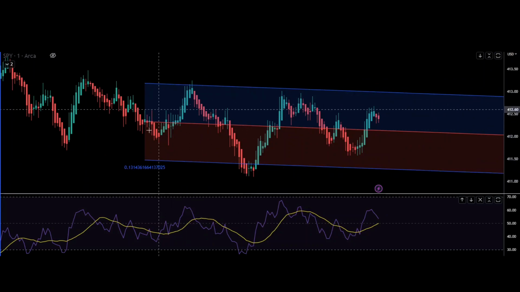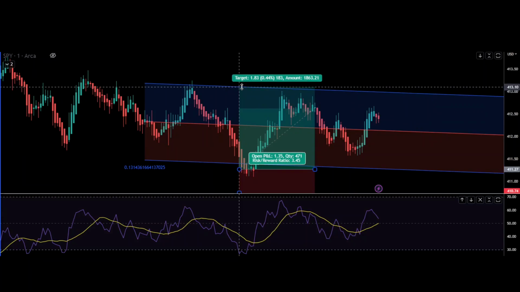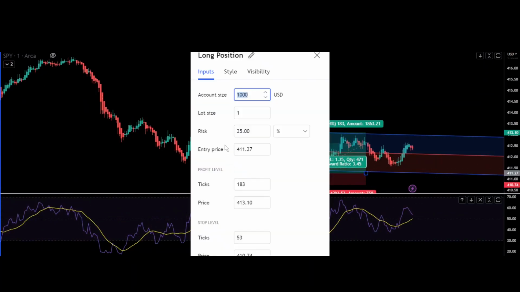So the way this works, a long trade is you wait for this to come down here, the RSI to tap the bottom, and you're going to go through this bottom line, and you're going to take a long trade. And your target is going to be the top of the regression channel. And you're going to go for a 1-to-1 risk to reward ratio.